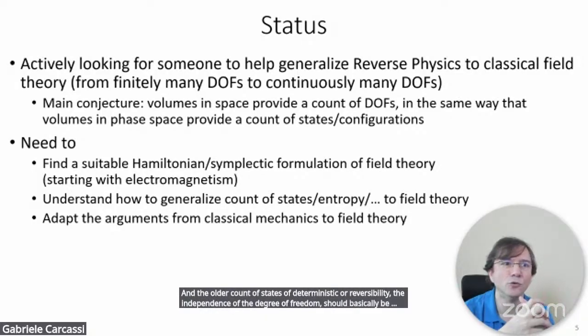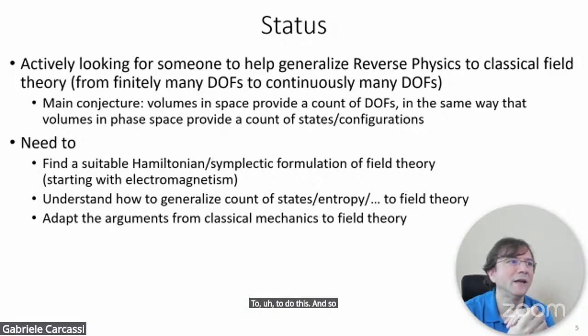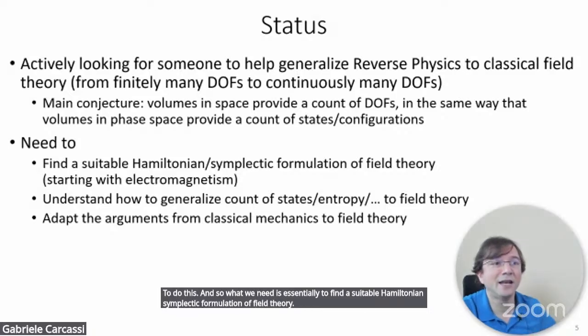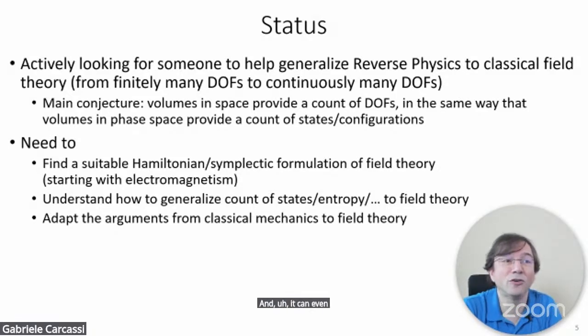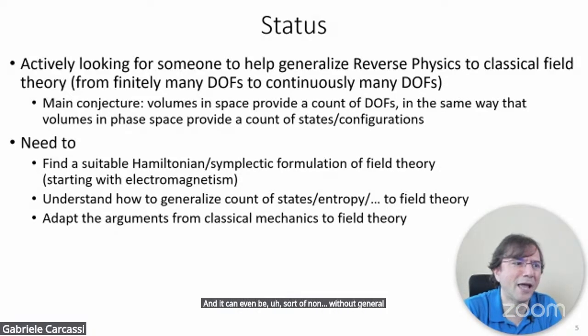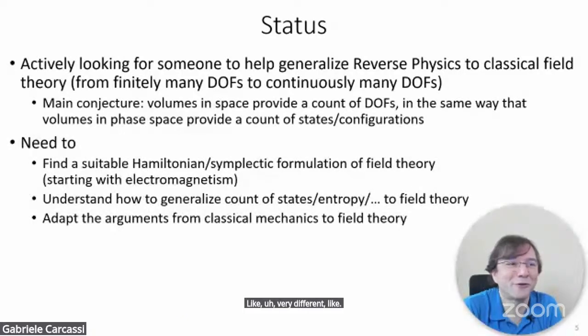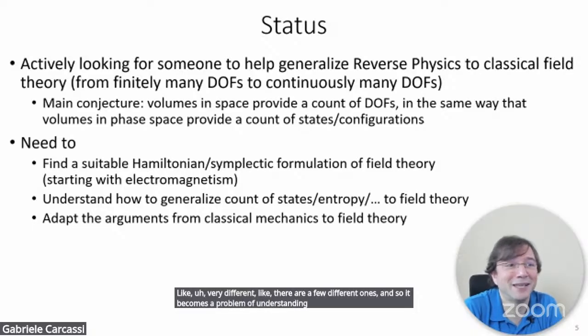amended to do this. And so what we need is essentially to find a suitable Hamiltonian symplectic formulation of field theory. And it can even be without general relativity, just on E and M. And I'm told, well, I know, that there are a couple of these things, and I looked at some of them cursorily, and they're different, there are a few different ones, and so it becomes a problem of understanding which one is the one that actually works for us.